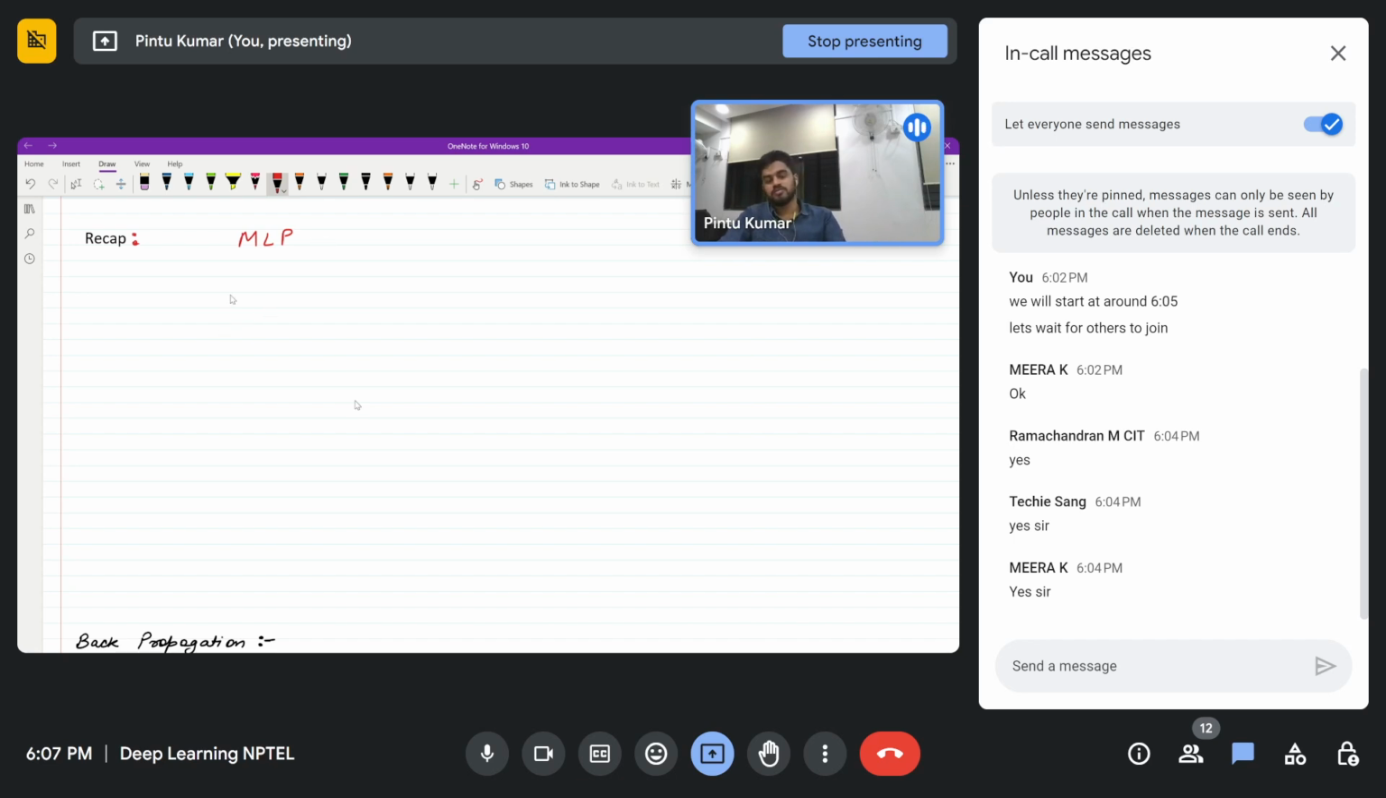Now, today what we are going to do is see how we get parameters for this multi-layer perceptron. So your perceptron would look something like this. This is your input, and there would be a hidden layer and then some output layer. There can be multiple hidden layers too, that also we looked at.